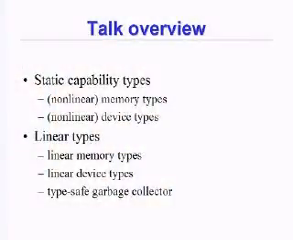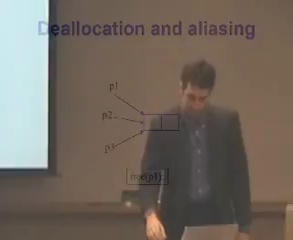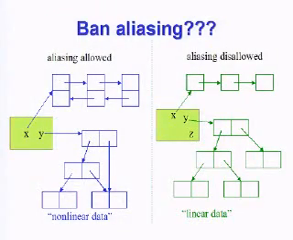All right, so what I'm going to do is move from nonlinear types to linear types. And the key difference between linear types and nonlinear types is that nonlinear types allow aliasing. I can have 3 different pointers to the same object. And as I said before, this can leave you with dangling pointers. If you have alias pointer pointing to where P1 used to live.